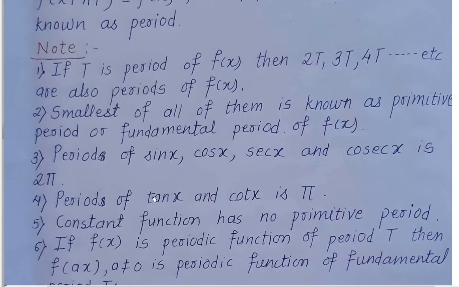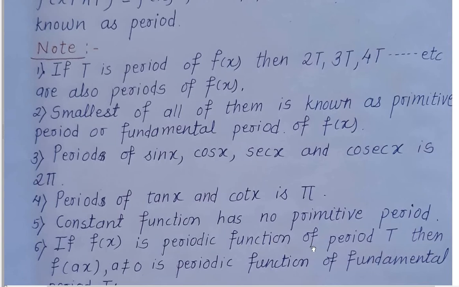Now for the functions tan x and cot x, tan of x plus pi is tan x and cot of x plus pi is cot x. Therefore tan x and cot x are periodic with period pi. Then a constant function has no primitive period.